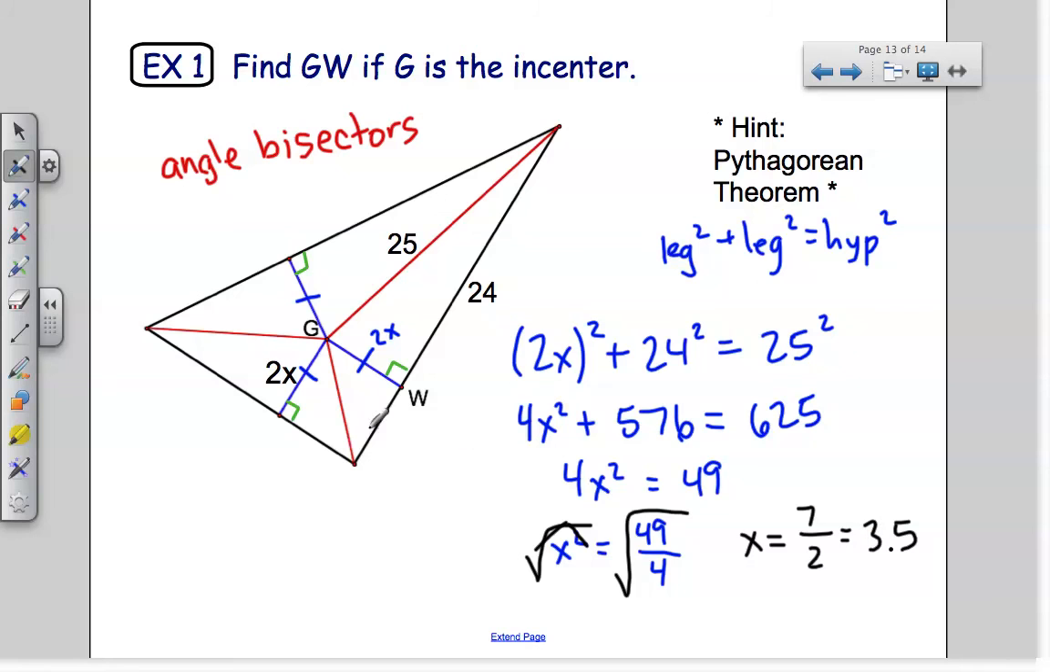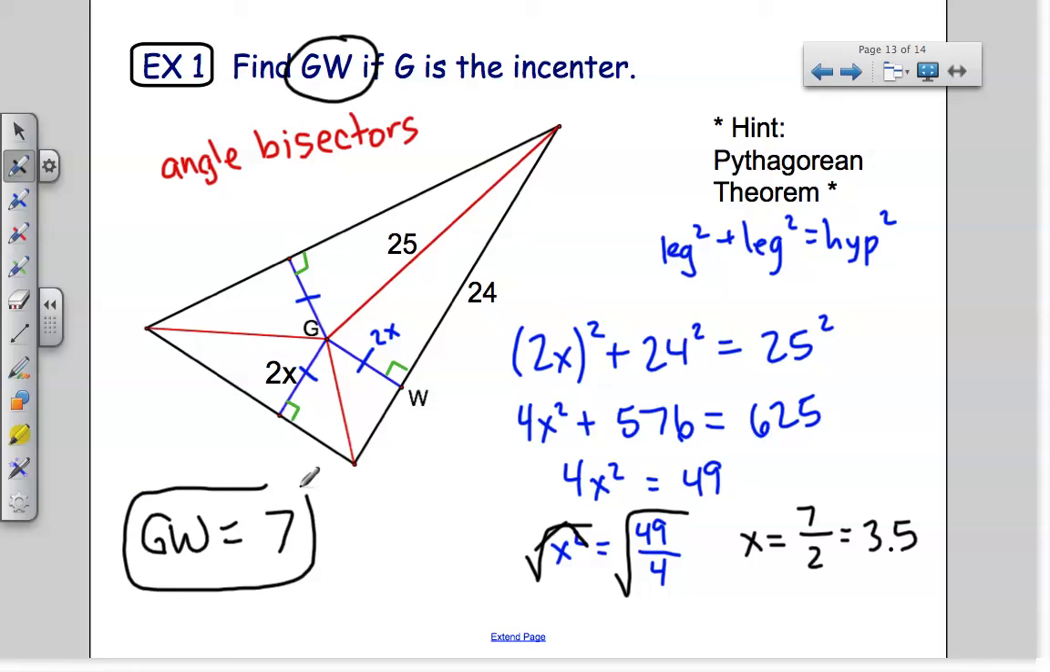And I've got x, so I'm like 98% there. I was supposed to find GW. And notice that GW was 2 times x. And since x is 3.5, 2 times 3.5 is 7. So 7 squared plus 24 squared equals 25 squared. We've found the length of GW.